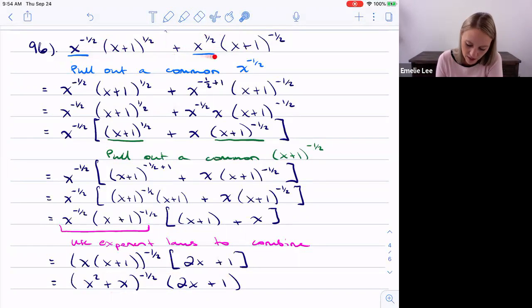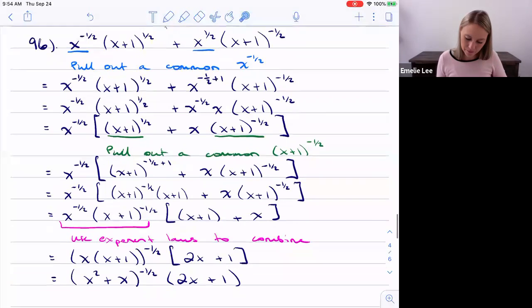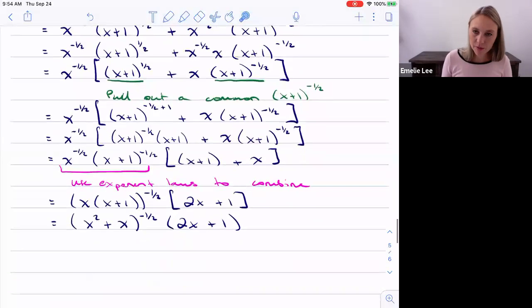So if we were asked to factor this, we should end up like this down here. Okay. So a little bit tricky, but as long as you remember your exponent laws and apply them, then you should be able to pull out common factors even if you've got fractions in those exponents.